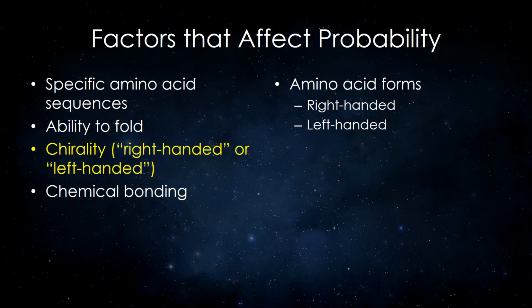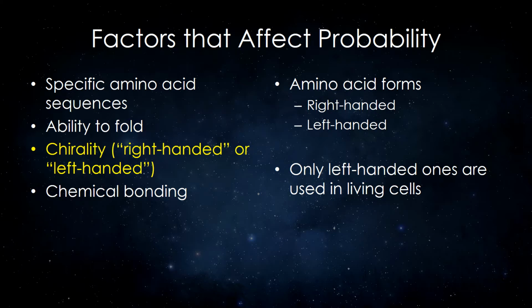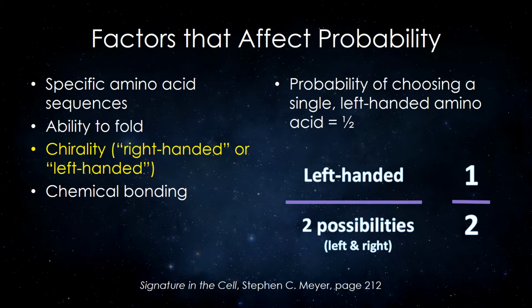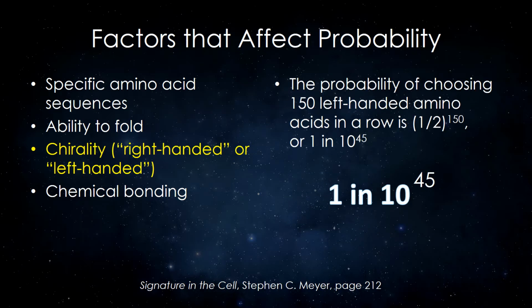Amino acids occur in 2 forms, called right-handed and left-handed. Chirality refers to their right or left-handedness. Only left-handed ones are used in living cells. The probability of choosing a single left-handed amino acid should be about 1 in 2. Using this figure, the probability of choosing 150 left-handed amino acids in a row is 1/2 multiplied by itself 150 times, or 1 in 10 to the 45th power.